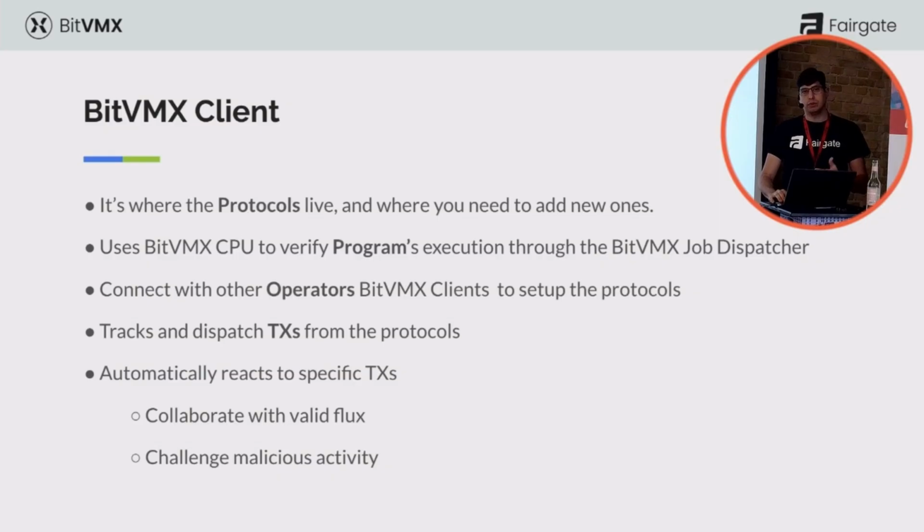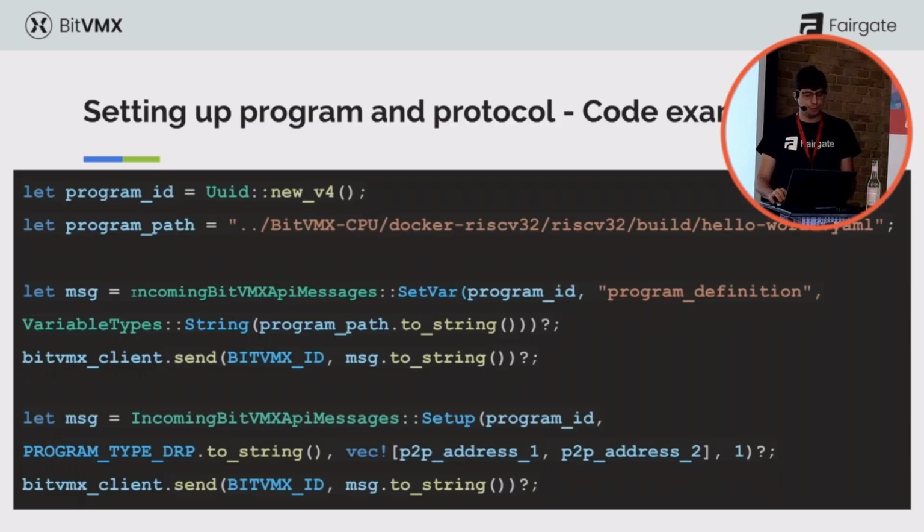When I mean react automatically, the protocol has this graph of transactions on Bitcoin that we will see later on, and if it detects that a challenge is taking place, it will put the signature on some pre-established transaction for that protocol so it can continue.